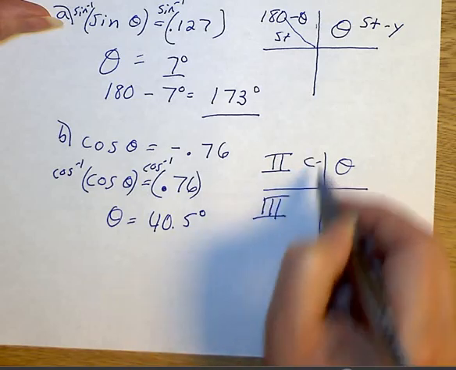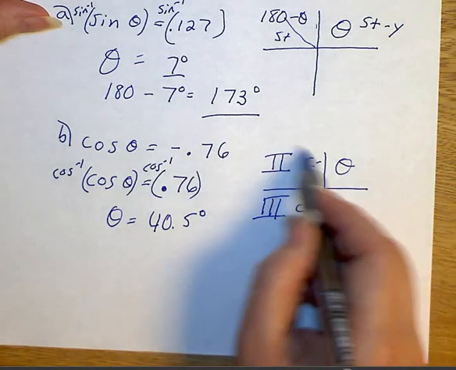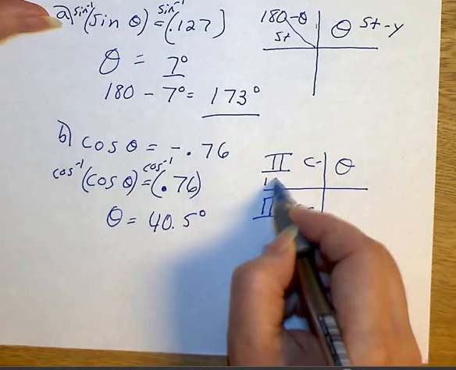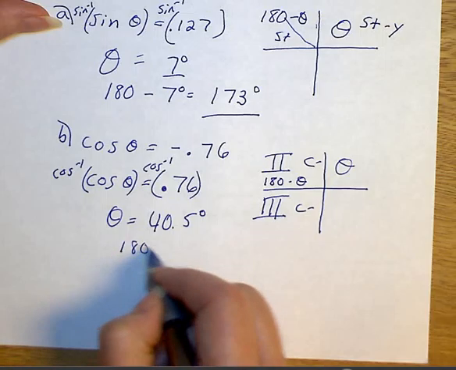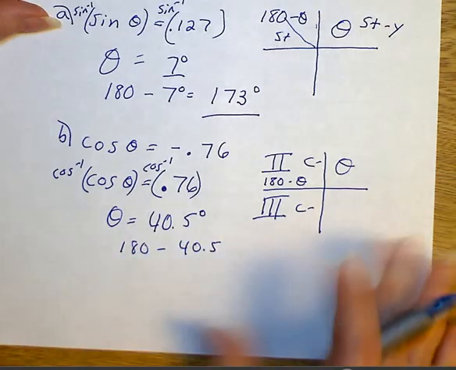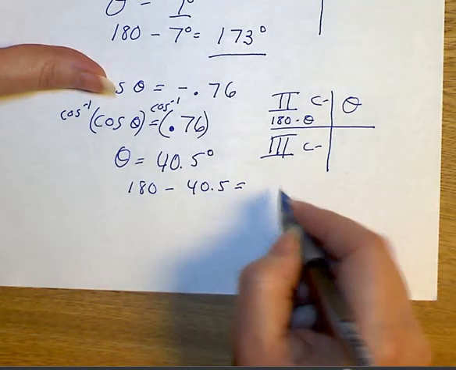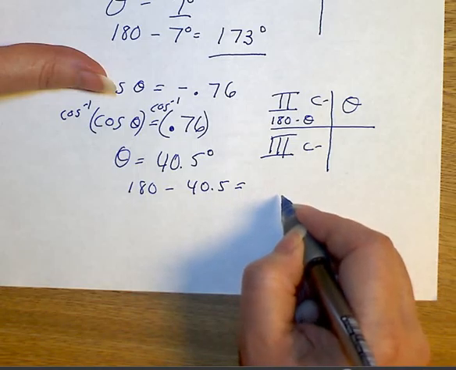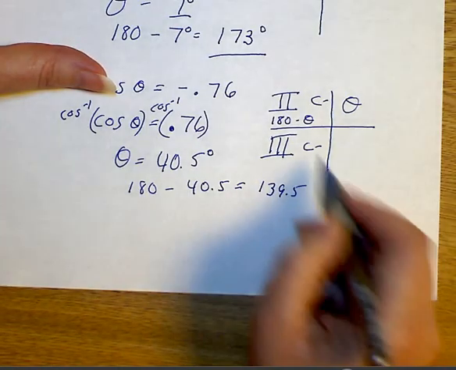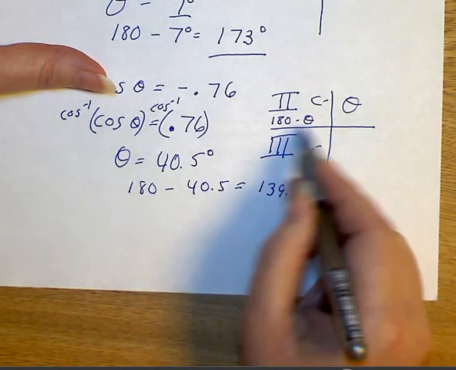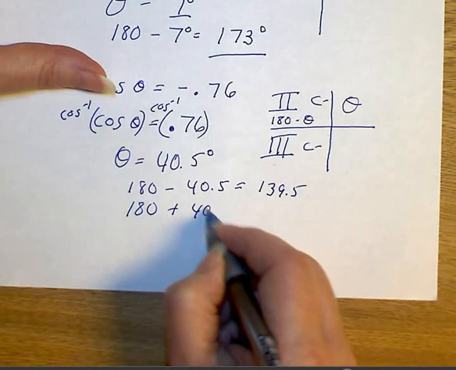What's my angle in here? 180 minus theta. So to get the second quadrant, you have 180 minus 40.5, which gives me 139.5. How do you find the angle in the third quadrant? 180 plus theta, and theta is 40.5.